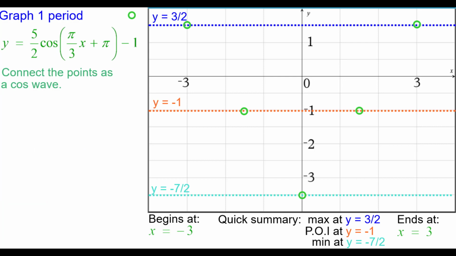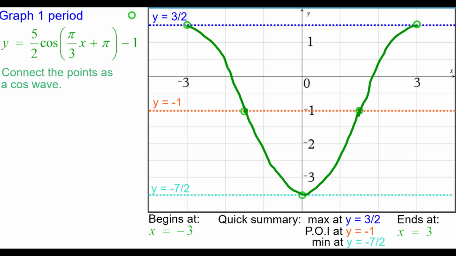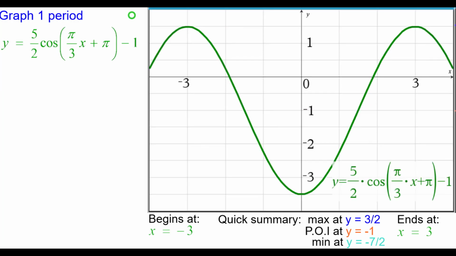Connect the points as a cosine wave: frown, concave down; smile, concave up; frown, concave down, and let's make it look really nice.